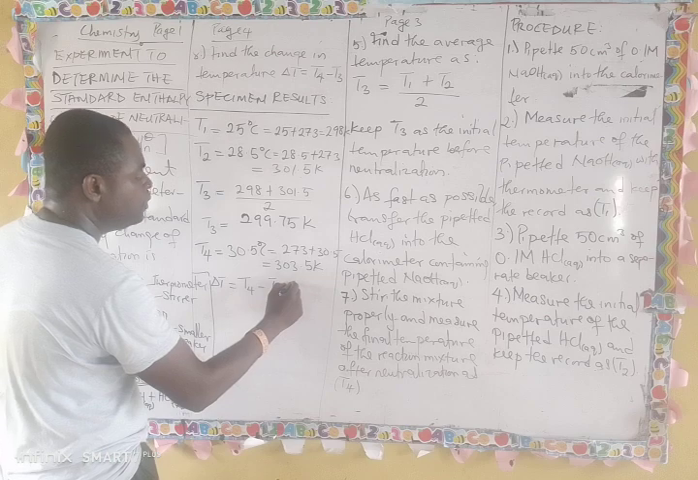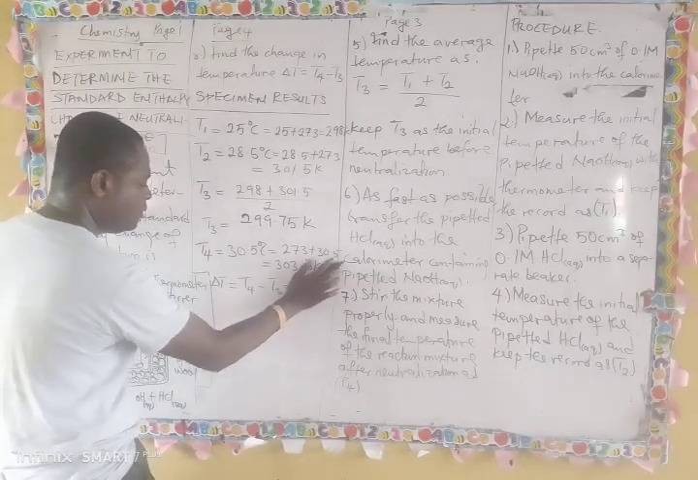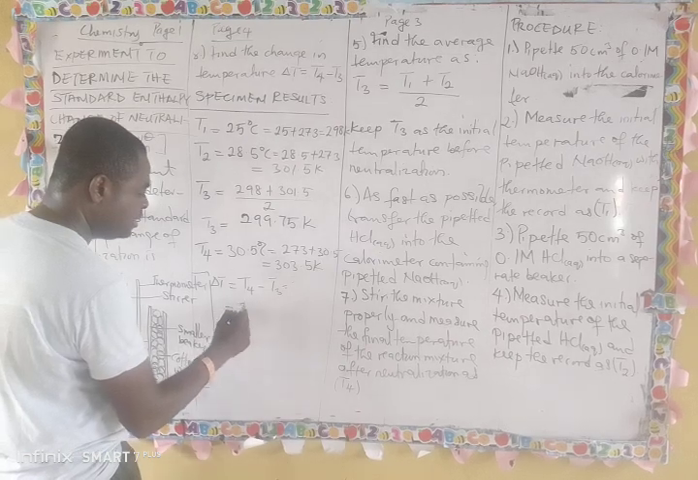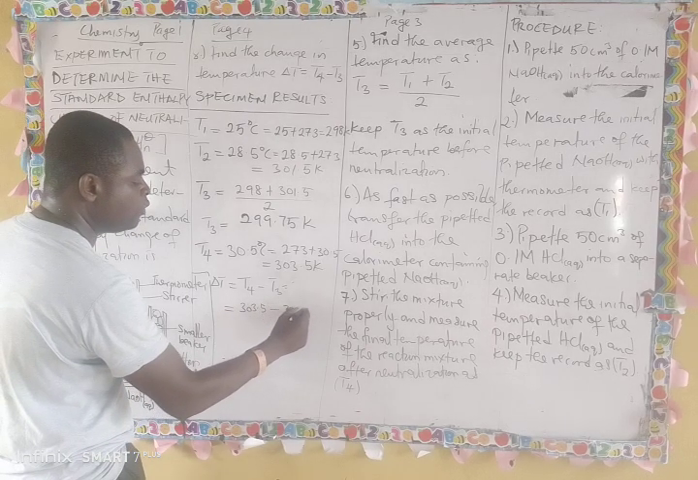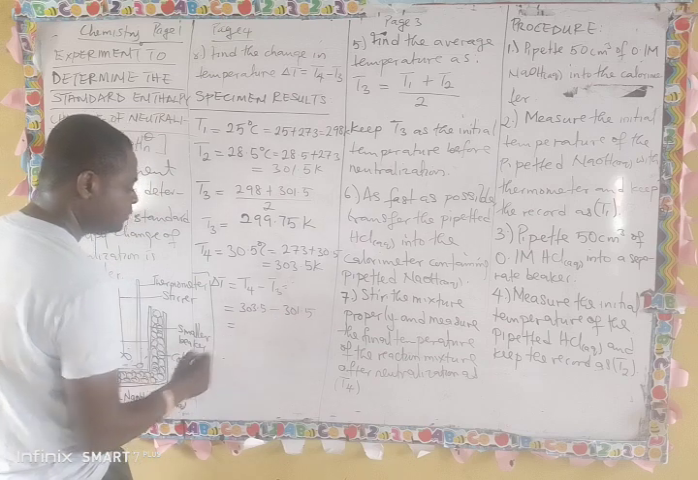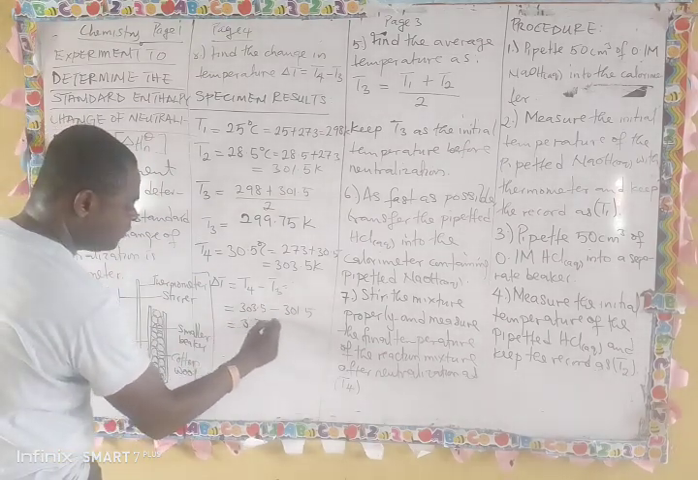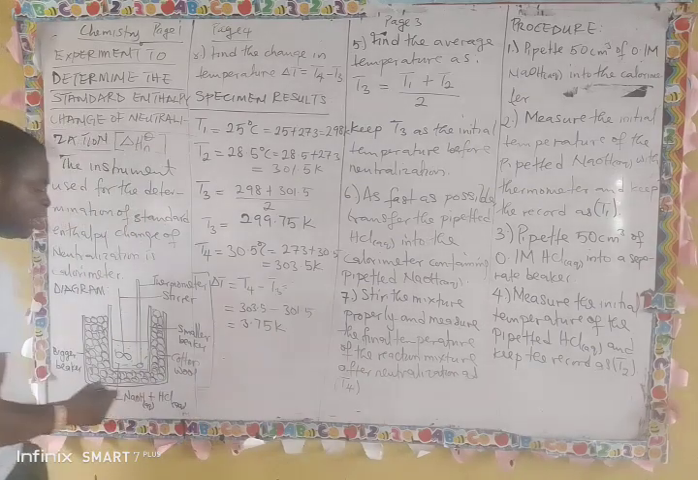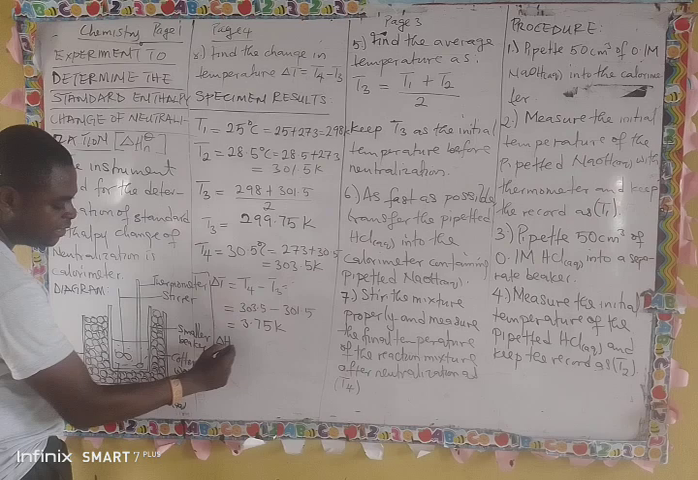What's our T4? 303.5. So 303.5 minus what? 301.5. What's our answer? 3.75. 3.75 Kelvin.